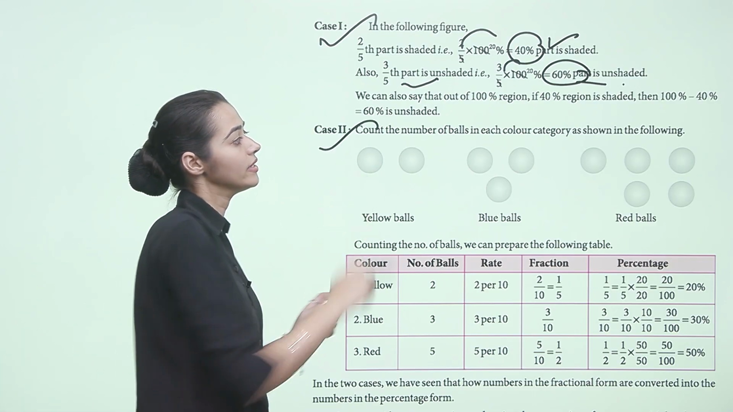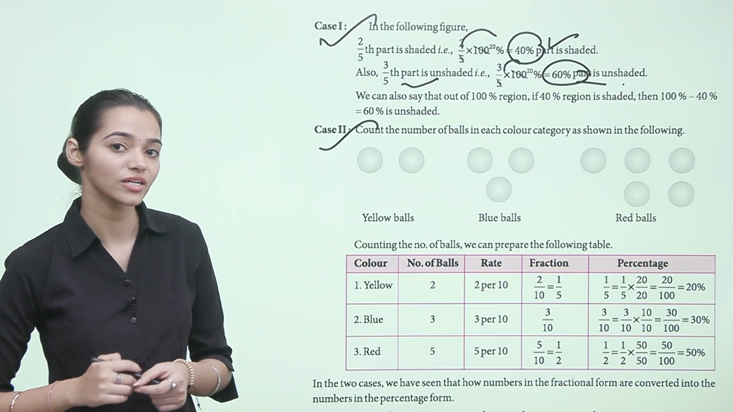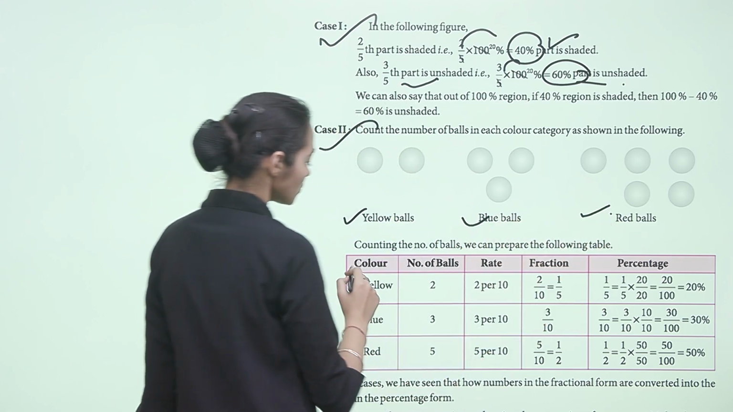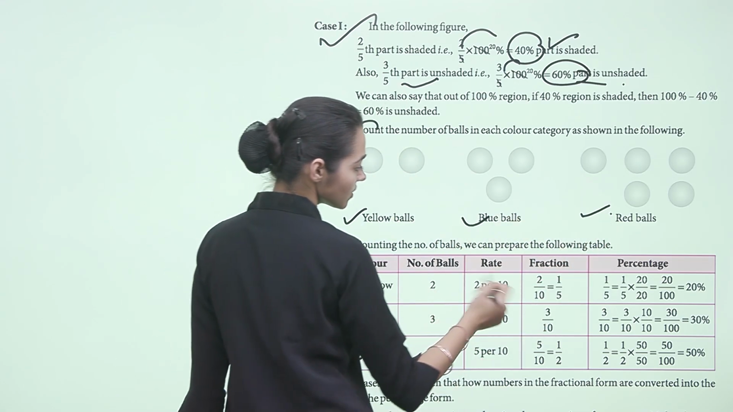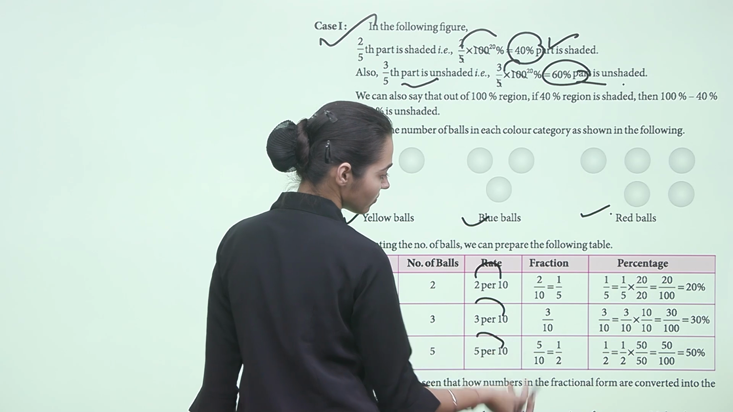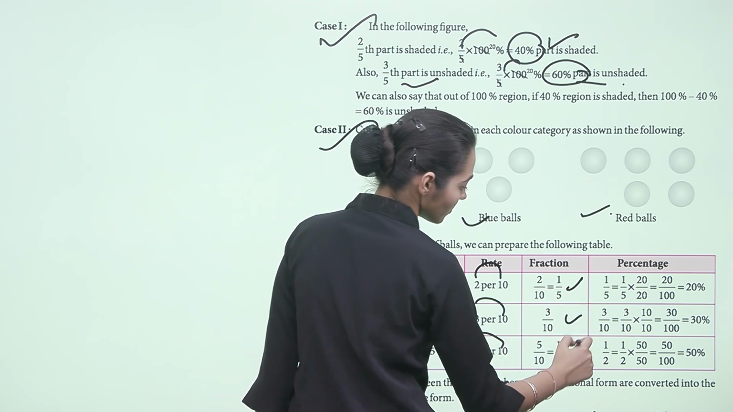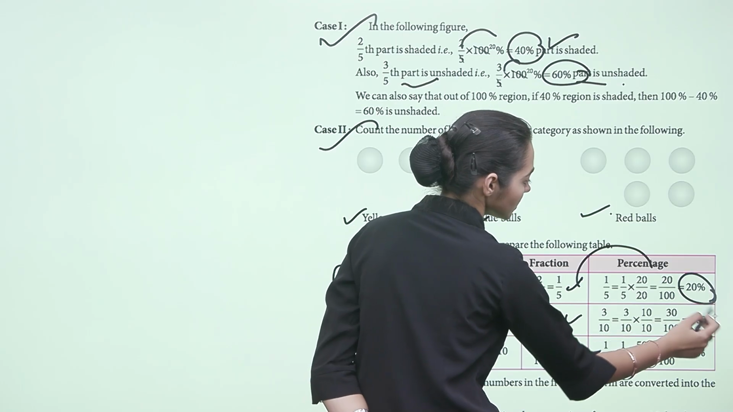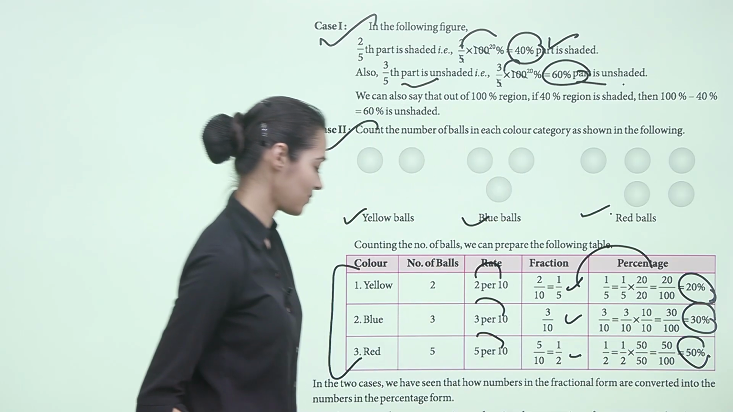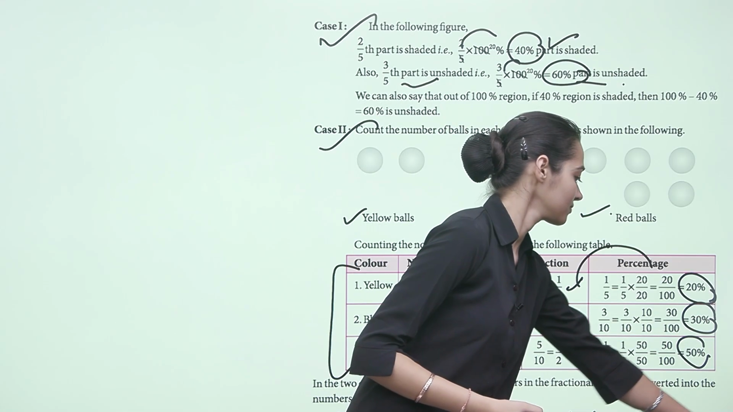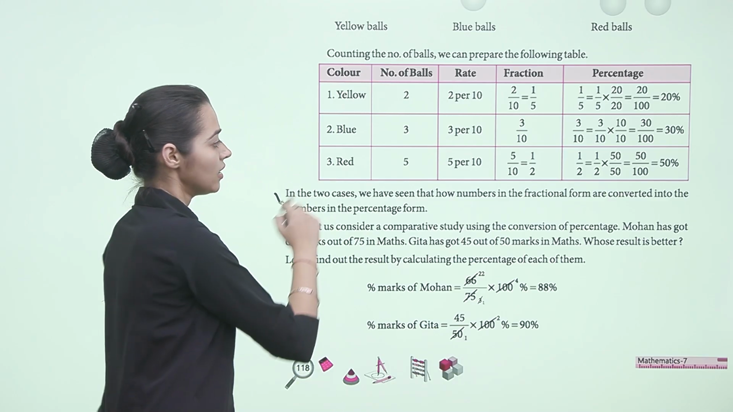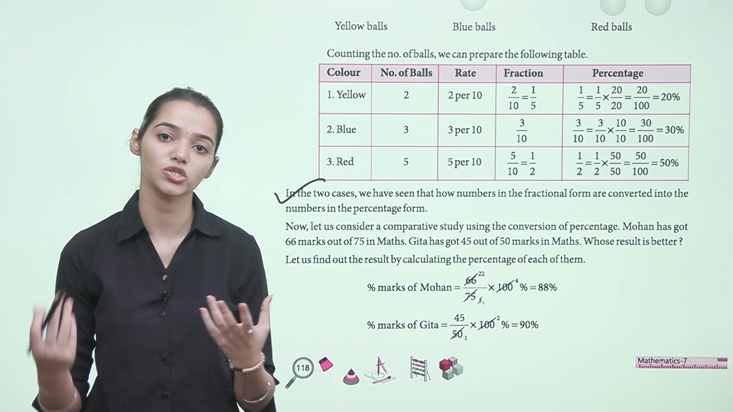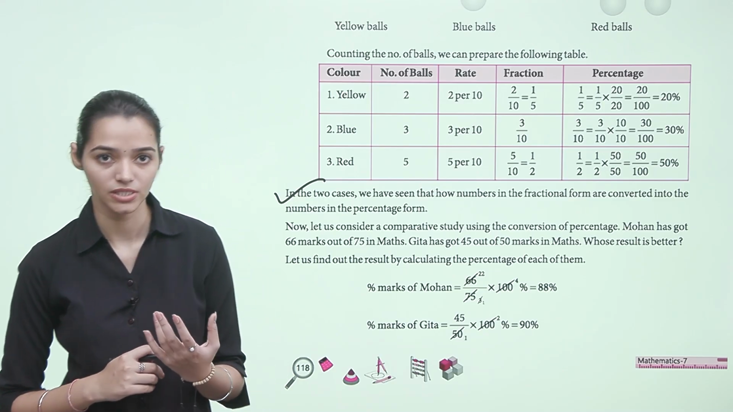Now in case 2, we have to count the number of balls in each color category as shown in the following: yellow balls, blue balls and red balls. The number of balls is 2 per 10, 3 per 10, 5 per 10. So the fractions are 1 by 5, 3 by 10 and 1 by 2, and the percentages are 20%, 30% and 50%. In both cases, numbers in fractional form are converted into numbers in percentage form.